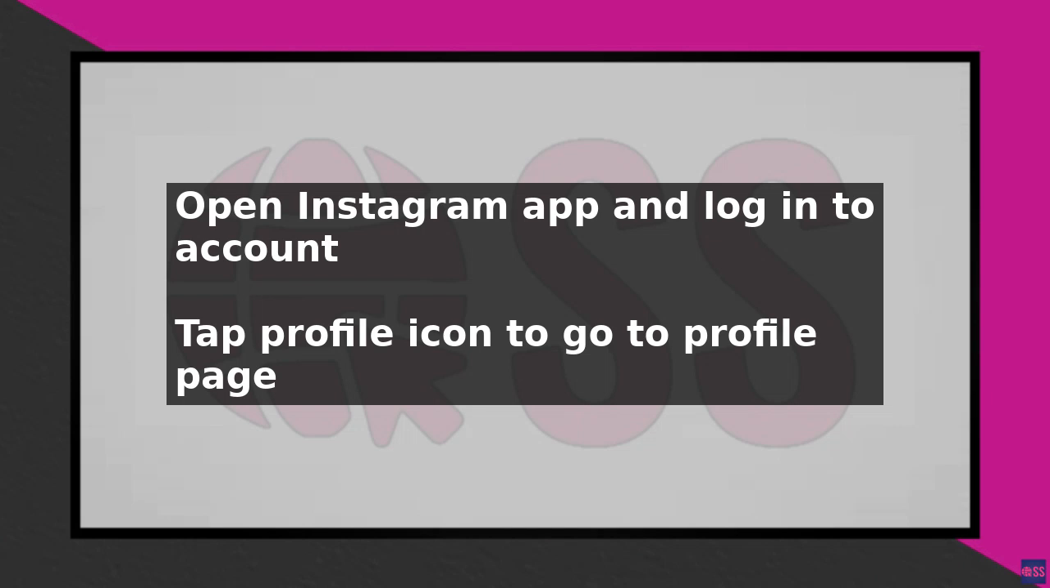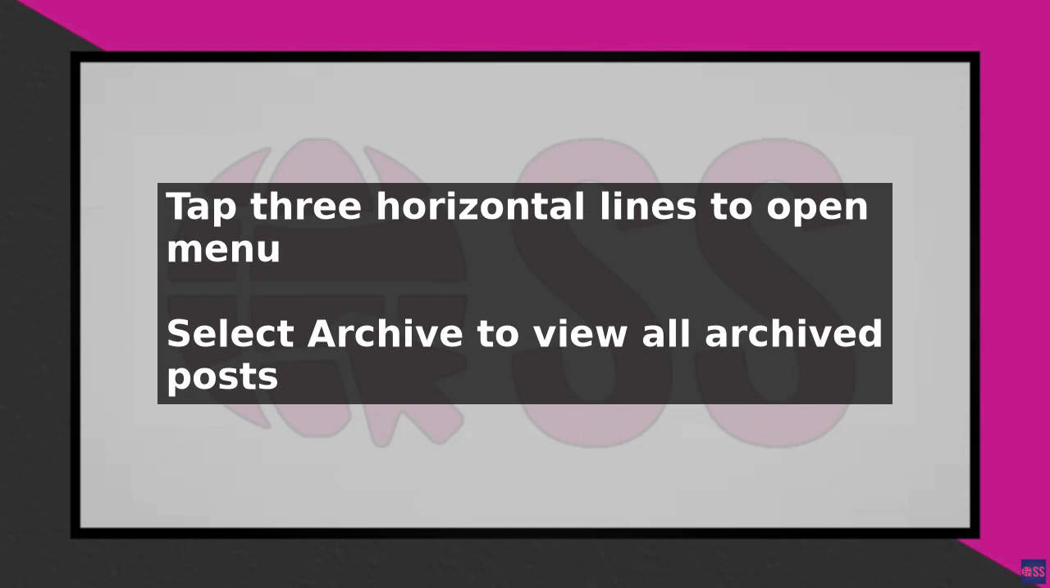Next, tap the three horizontal lines at the top right corner of the screen to open the menu. From the menu, select Archive to view all your archived posts. In the Archive section, you will see all the posts you have archived.